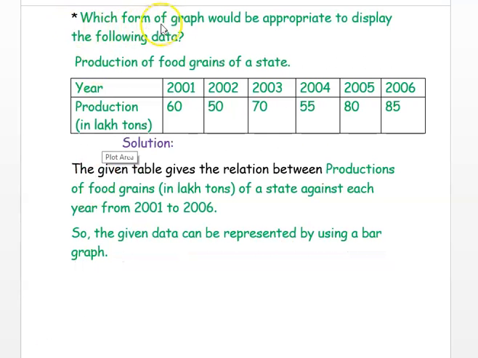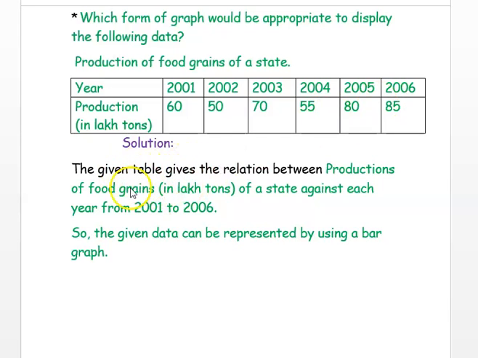Next question is, which form of graph would be appropriate to display the following data? Production of food grains of a state. So this is the given detail. The production is given for each year: 2001, 2002, 2003, 2004, 2005, 2006, and the production in lakh tons. So 60 lakh tons, 50 lakh tons in 2002, 70 lakh tons in 2003, 55 lakh tons in 2004, 80 lakh tons in 2005 and 85 lakh tons in 2006.